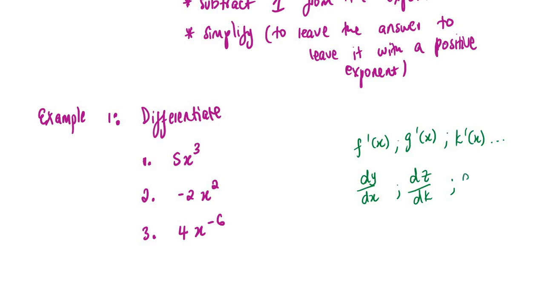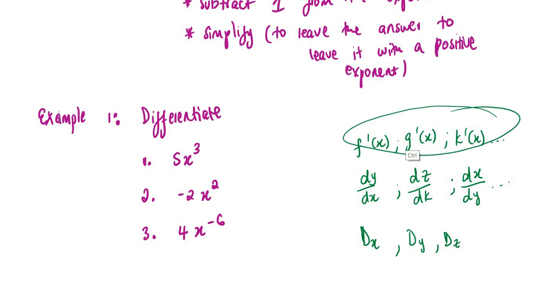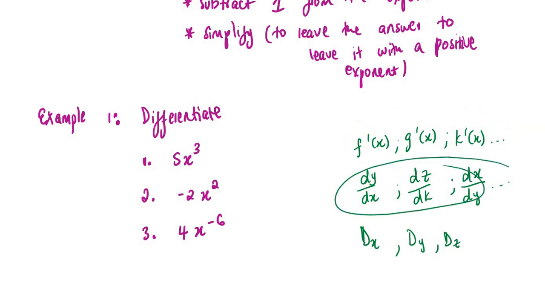And then dx over dy, etc. Then the other notation would be dx, and then we also have dy, and then we have dz, and then it will just depend. But you know what? We're going to start with a simple notation. We're going to start with these ones here. This one here is called Leibniz's notation.